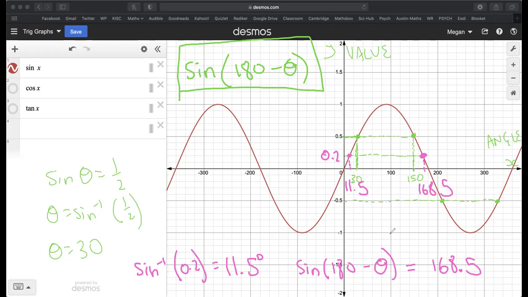You see what I'm doing? I want to show you visually why it works, but you don't have to draw the graph if you're not told to. You can just use this rule here. So first of all, let's save that. And then let's go back.